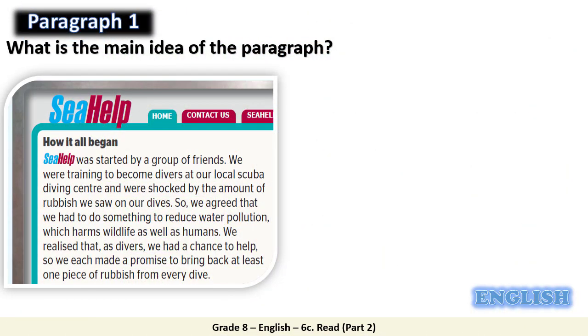Now please open your student book, page 76, and let's study the reading text together. And let's start with the first paragraph. Take your time to read the paragraph and to find the answer to this question. What is the main idea of the paragraph? You can underline the main idea of the paragraph. You have 2 minutes to do this, and when you finish, please play the video again to check your answers.